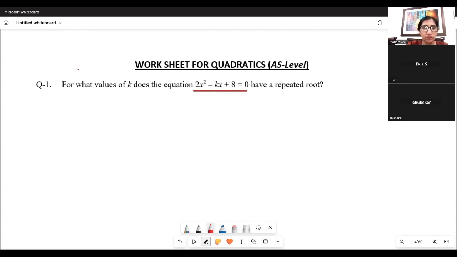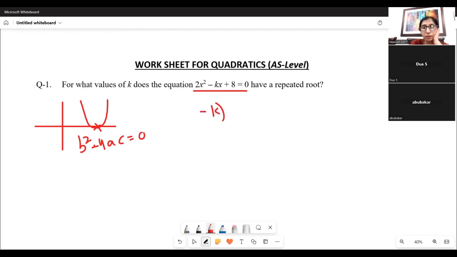Yes, a repeated root is when the quadratic equation touches the x-axis at only one point. That is right. We get repeated roots. So this is when b square minus 4ac equals 0, correct? So b here is minus k. b square minus 4, a is 2, c is 8 equals 0.